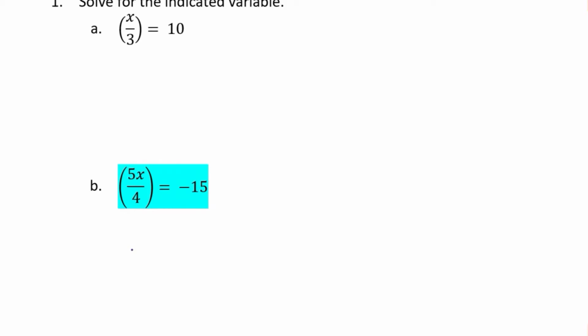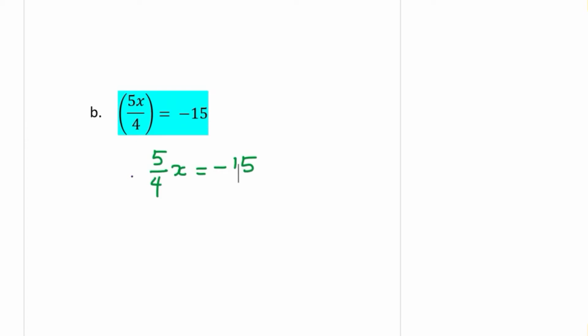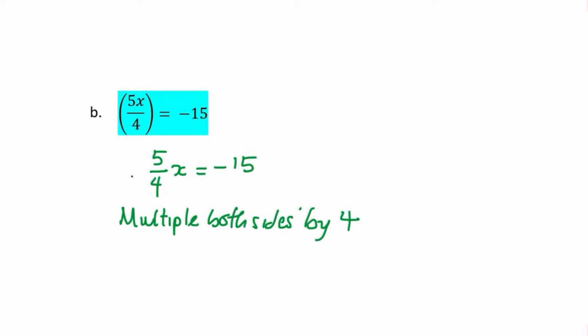First step, you recognize that 5 over 4 is a coefficient of x, and this is equal to negative 15. If you look at the denominator, the denominator in this case is 4 on the left side, which means that if I multiply both sides by 4, I should be able to eliminate that fraction. So I'm going to multiply 4 by everything inside that equation, which is 5 over 4x, which is equal to negative 15.